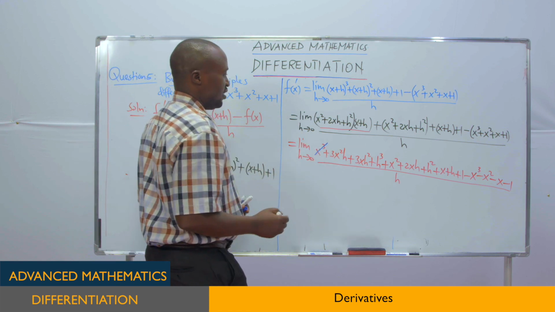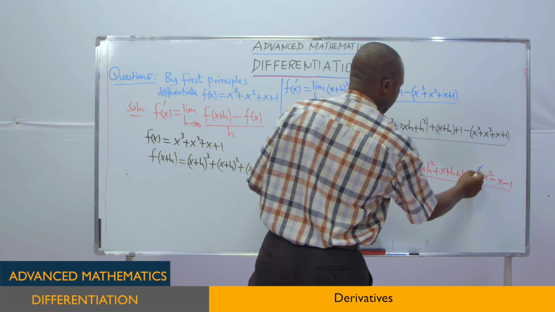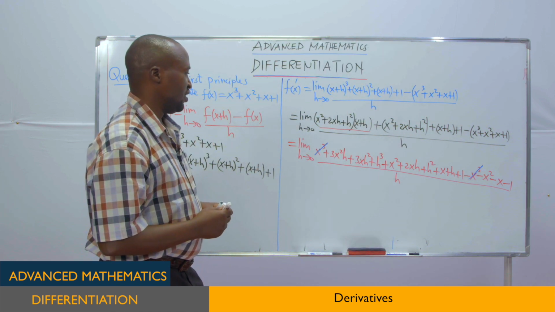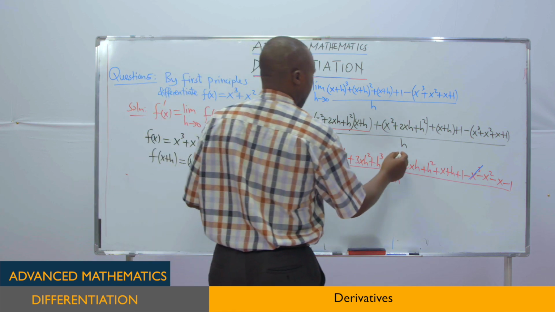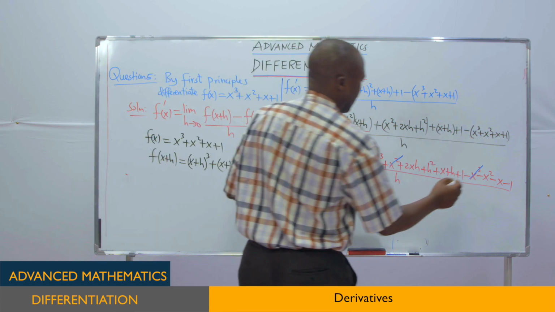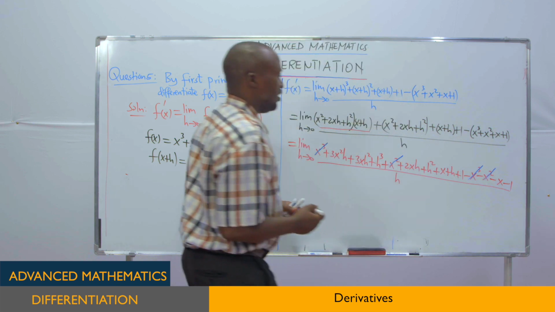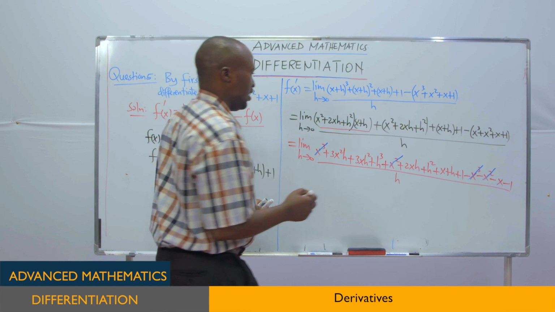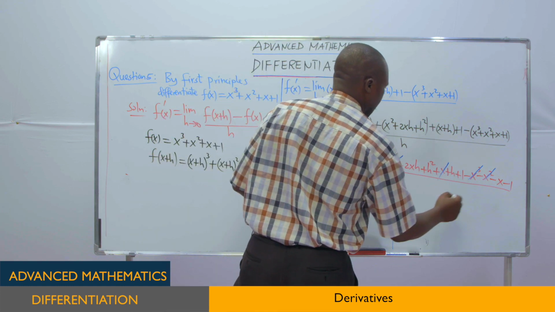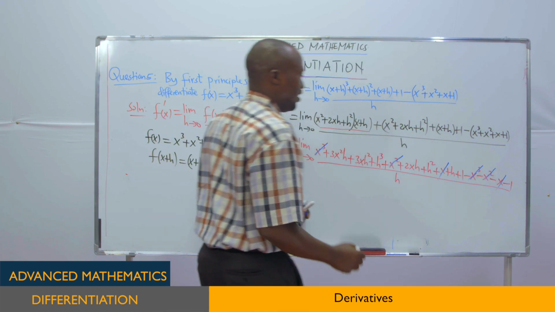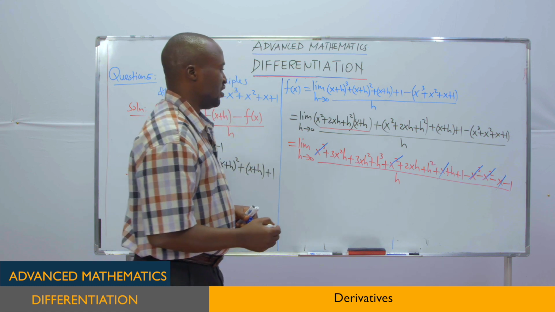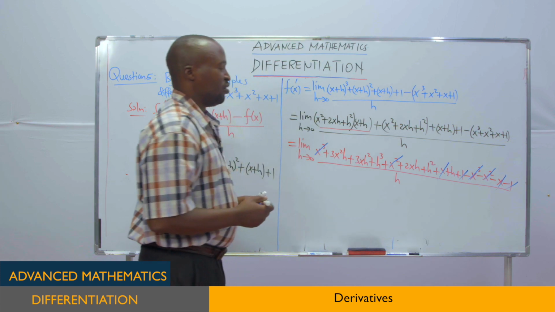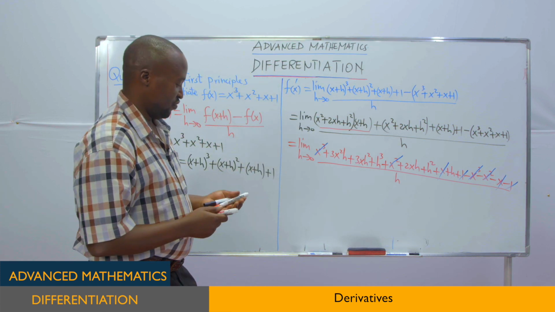So x cubic and x cubic, that one is equal to 0. But again, we have x squared and x squared, that one is equal to 0. And we have x minus x, that is 0. And the 1 minus 1 again, that one is equal to 0.